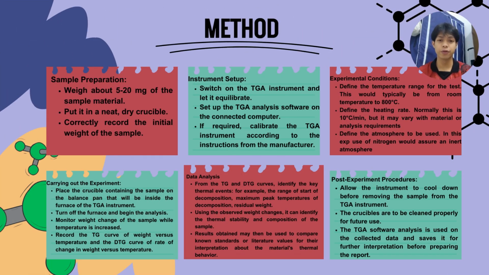So we move to the next slide, which is the method. First, let's discuss the sample preparation process. Start by weighing about 5 to 20 mg of sample material. This sample is then placed in a clean, dry crucible. It's crucial to accurately record the initial weight of the sample to ensure precise measurement.